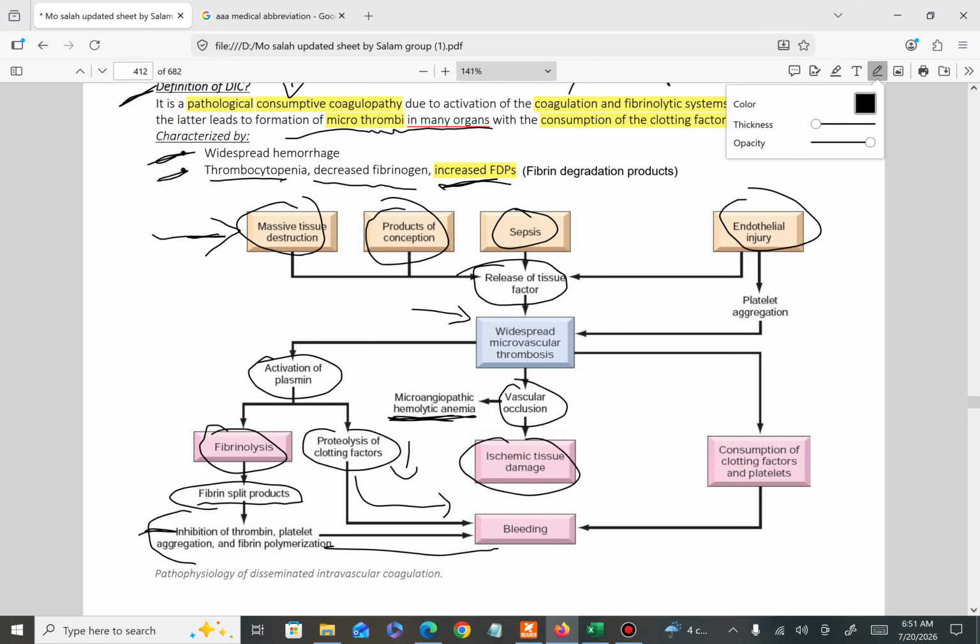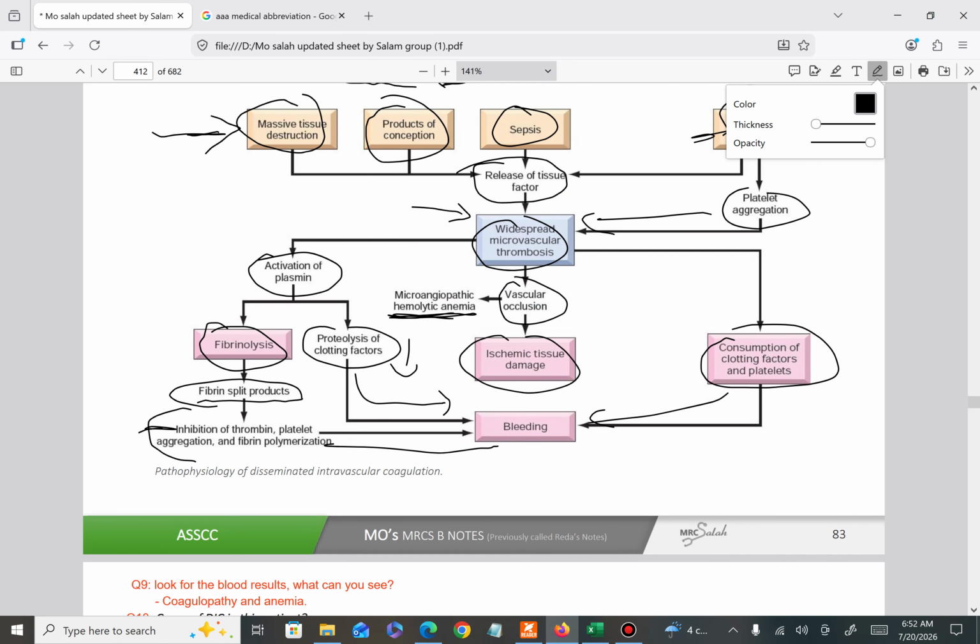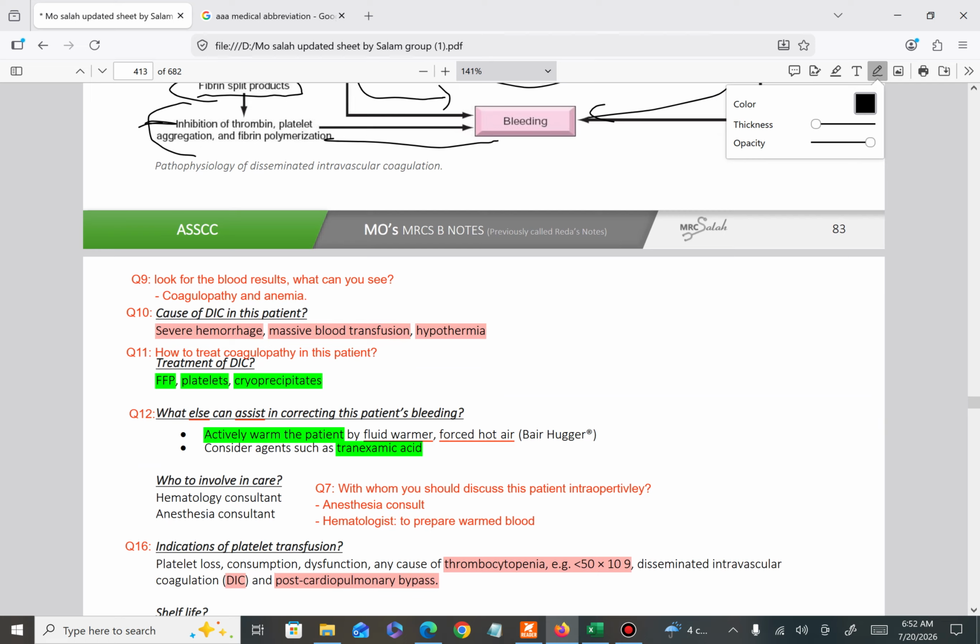Then the third effect of widespread microvascular thrombosis is that for the formation of microvascular thrombosis, there is consumption of clotting factors and platelets, which can further lead to bleeding. So this is how DIC works. Also, the endothelial injury causes platelet aggregation, which can lead to widespread microvascular thrombosis. So this is how DIC is processed. Then look for the blood results.